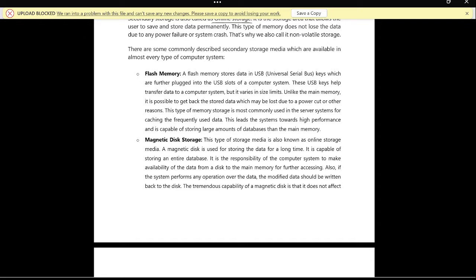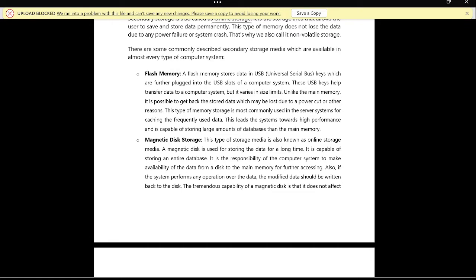If you want to retrieve the data, just imagine your pen drive. If you want to retrieve the data from your pen drive, what will you do? You will just insert the pen drive into your system. There will be a USB port. You will connect your pen drive to that port, and you will extract whatever files you need.